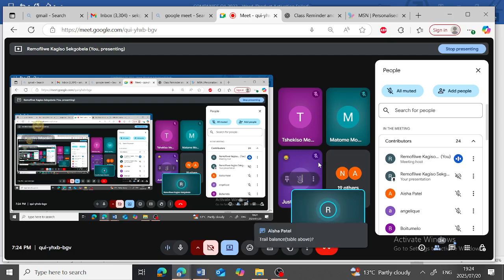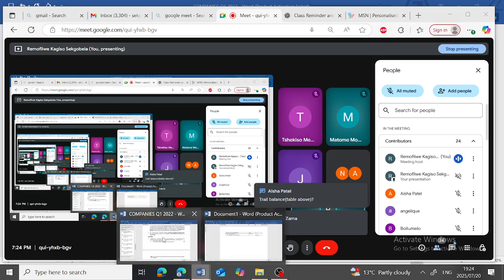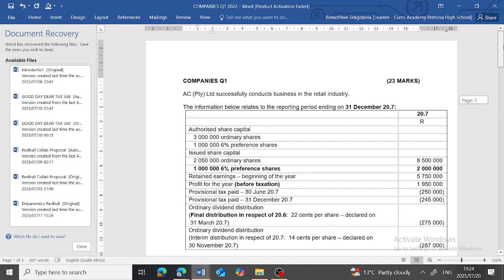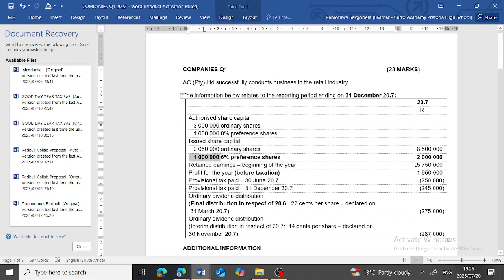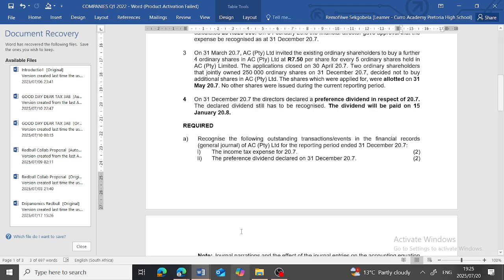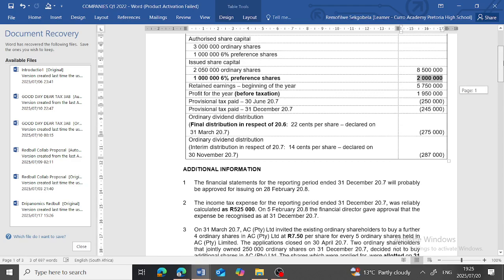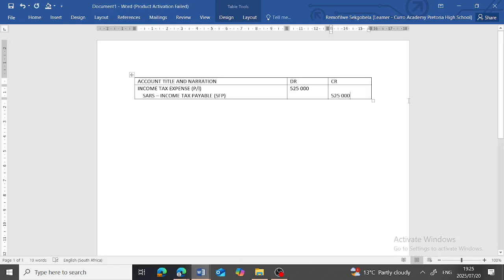Guys, I'm saying if no information is given, look at the trial balance, the table above, and the percentage mentioned. We need to have a look at the trial balance to see how many preference shares we actually gave out. So it's a million preference shares, and the value of those shares is 2 million. So when we're calculating, we're going to say 2 million times 6%, because the percentage for preference shares is given here as 6%.